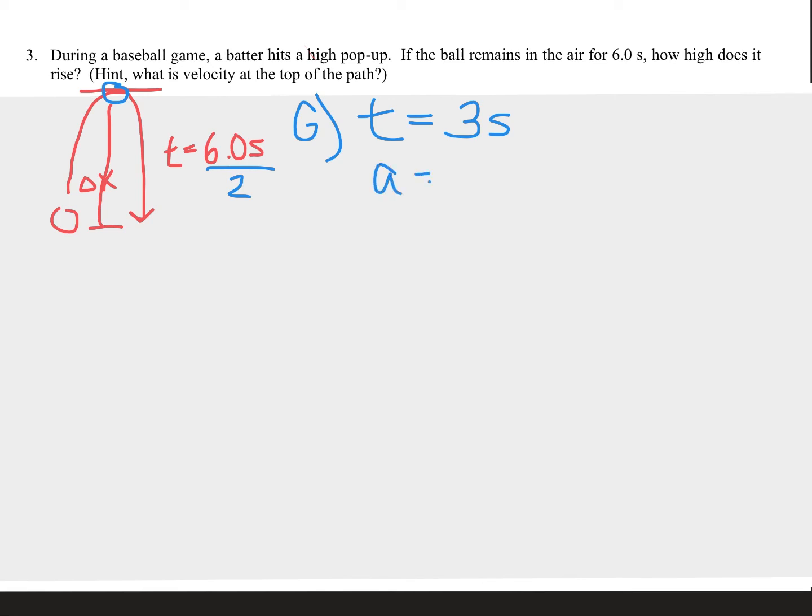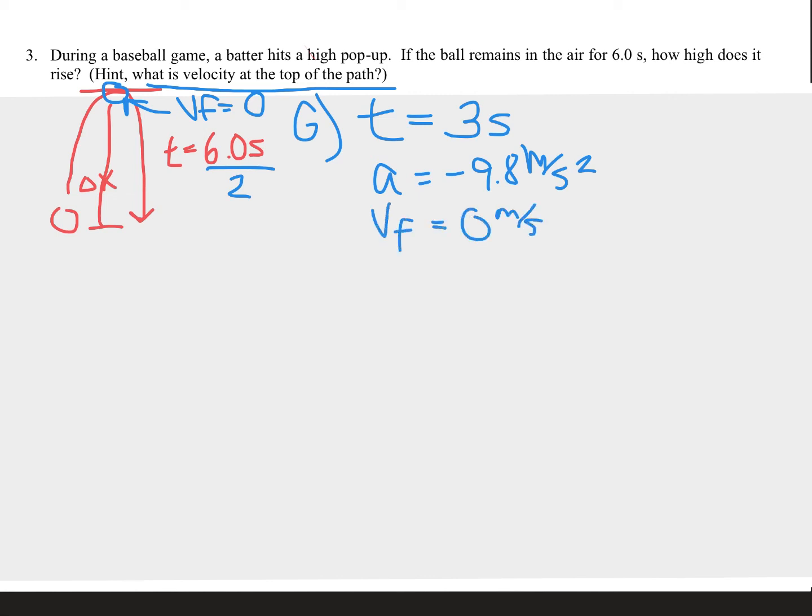I also know this is under the influence of gravity. So we know it's negative 9.8 meters per second squared, that gravity's working the whole time. And also it says in this problem, hint, what is the velocity at the top of the path? Right there, I'm going to assume that final velocity, just at that very highest point the ball hits, is 0. Why? Because we know at the highest point some object is in the air, eventually it stops for a very split second and then starts coming back down. So it looks like I have everything I'm looking for.